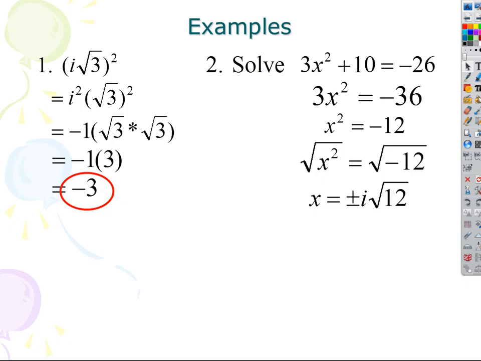Questions? Right. All we did was take that square root of 12 and simplify it. So basically instead of 4, it's 2. Exactly. We factored out the biggest perfect square. Okay?